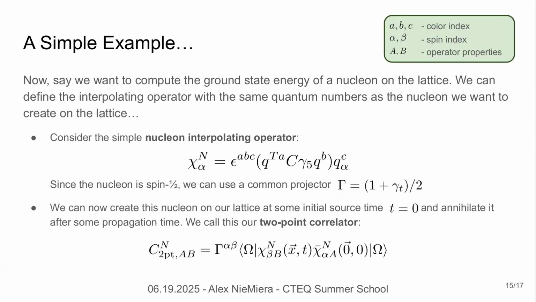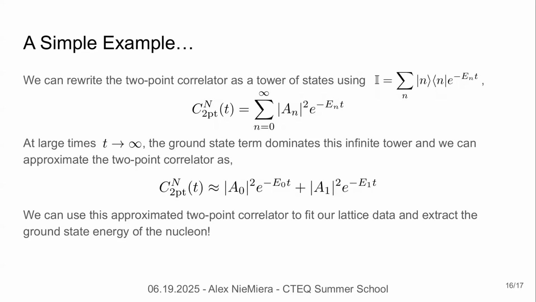So say we compute these 2-point correlators across all of our ensembles. What do we do with all of this lattice data? We can rewrite this 2-point correlator by inserting this identity matrix, and we get this infinite tower of states. You'll notice that at large times, the ground state term is going to dominate. And so we can approximate this 2-point correlator using these first two terms. We can fit our lattice data to this model function, and we can capture the ground state energy, and then we have the excited state energy to capture any contaminations.